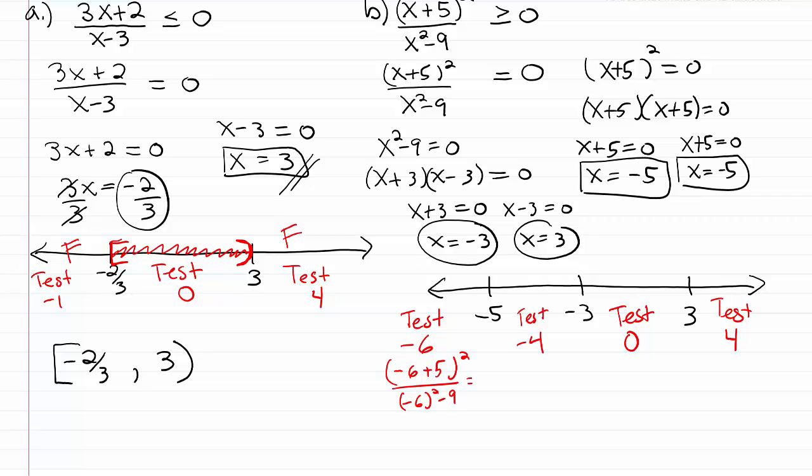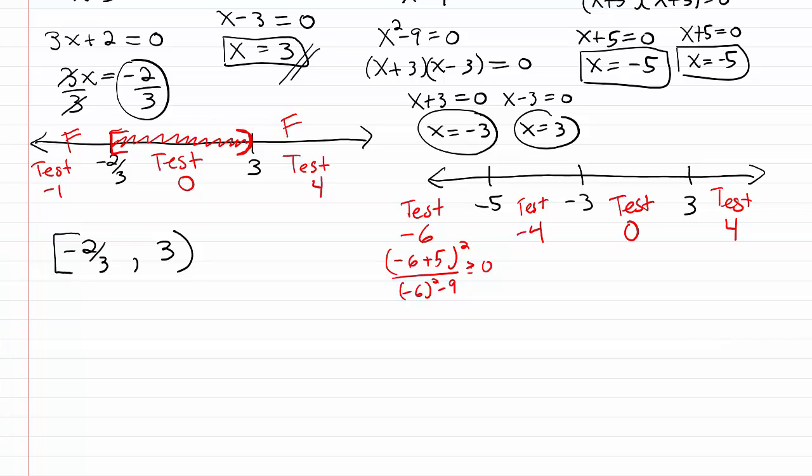I want to see if that's greater than or equal to 0, right? Is that true, greater than or equal to 0? All right, well, let's work that out a little bit. Negative 6 plus 5 is just negative 1, but when you square it, it becomes 1, and that will be over 36 minus 9. Now, 36 minus 9, of course, is going to be 27. 1 over 27 is positive. It's greater than or equal to 0. So this would be a true region. It would be greater than or equal to 0 here.